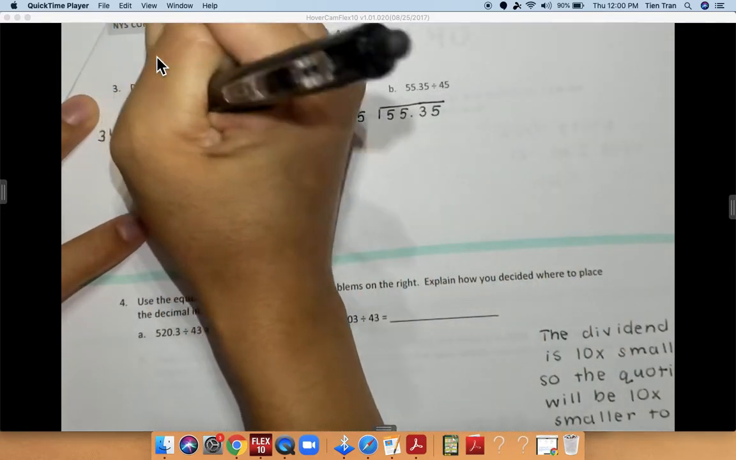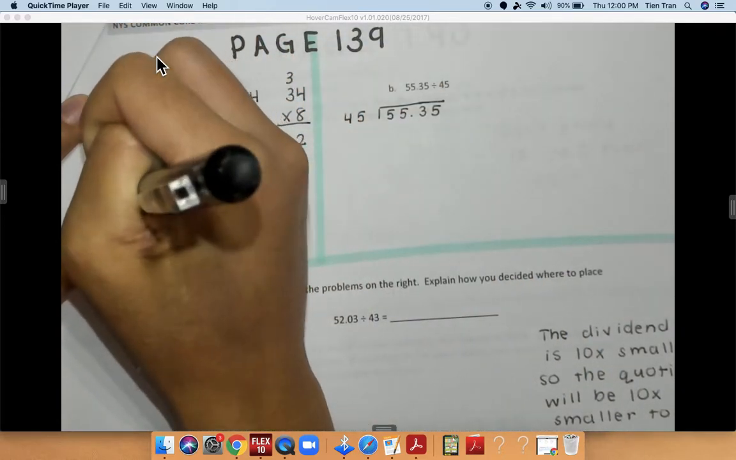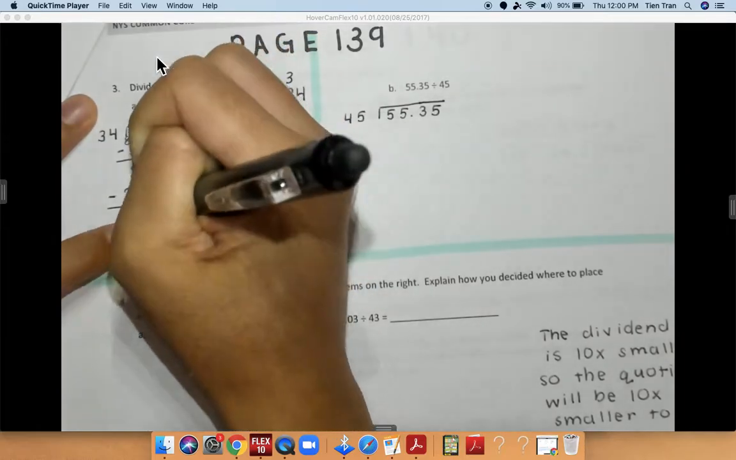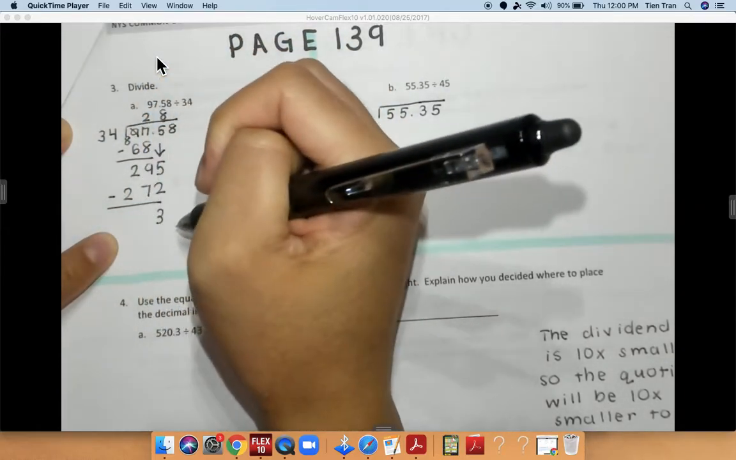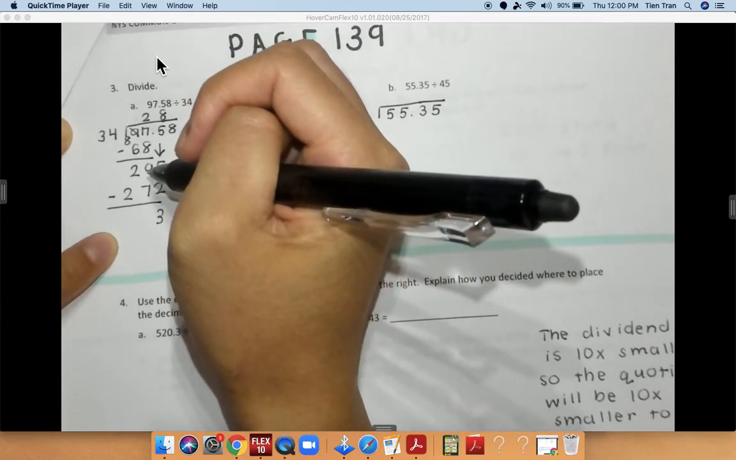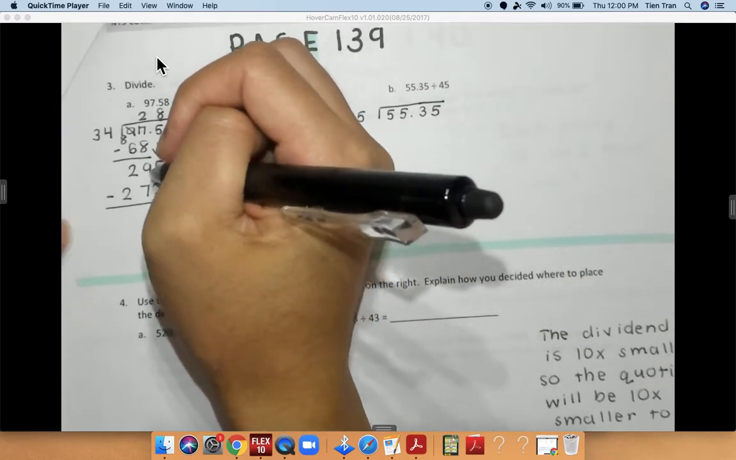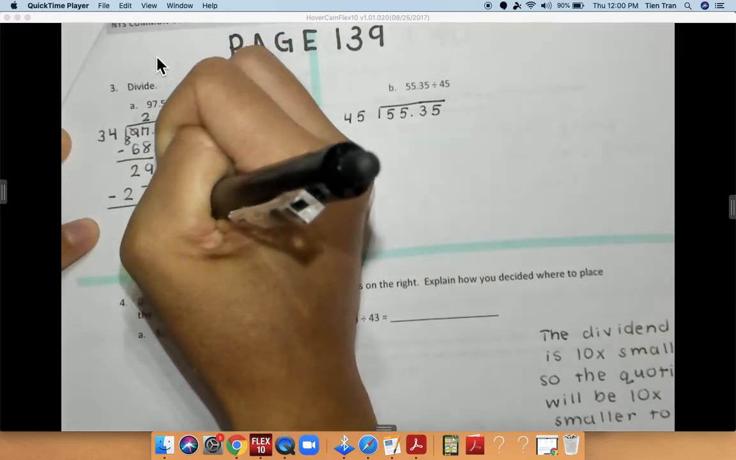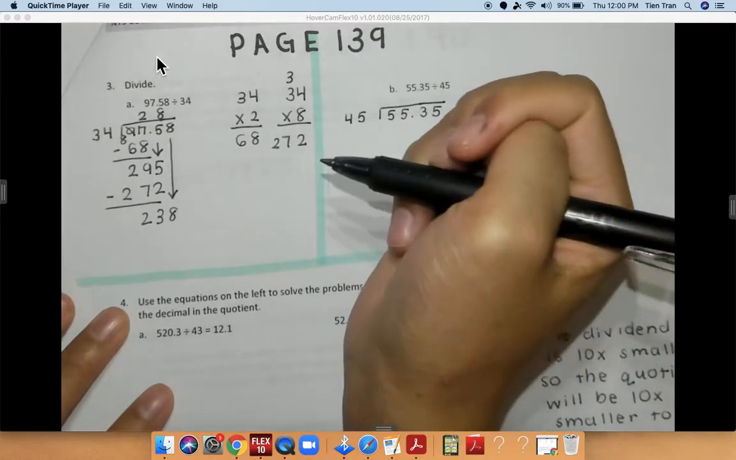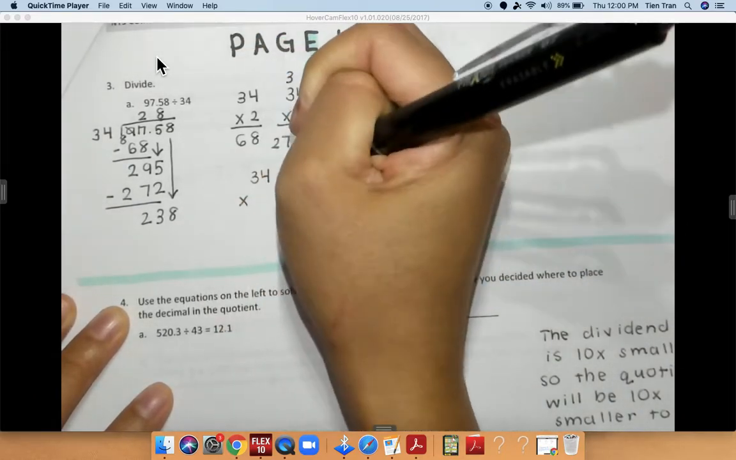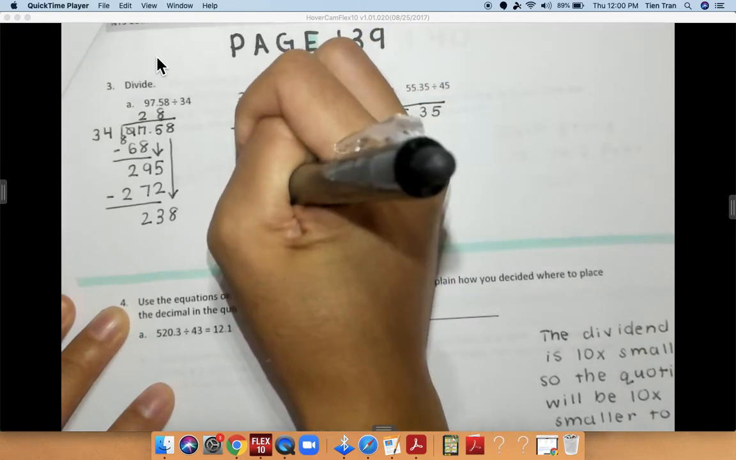So I'm going to multiply 34 times 8, which is equal to 272, and subtract. 5 minus 2 is equal to 3. 9 minus 7 is equal to, is that equal to 7? Wait, sorry. 9 minus 7 is equal to 2. Don't forget to bring down your 8. Now we have 238. So I'm going to try 34 times 7 and see if that works.